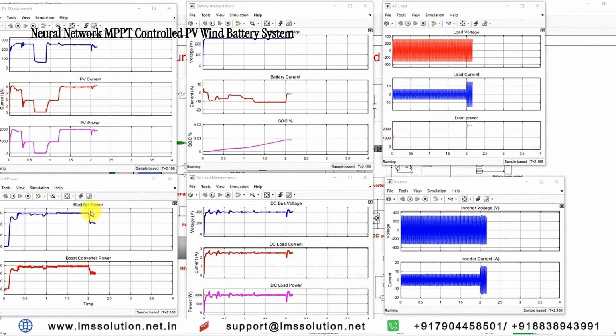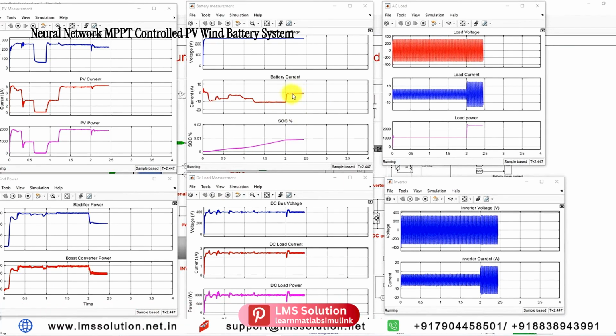Now we can see that after 2 seconds the wind speed changes from 12 meters per second to 11.2 meters per second. Because of that you can see that the power of the wind energy conversion system goes to 2000 watts. Here the battery keeps on charging mode. Now we can see that the battery current goes to around only 1 amp.